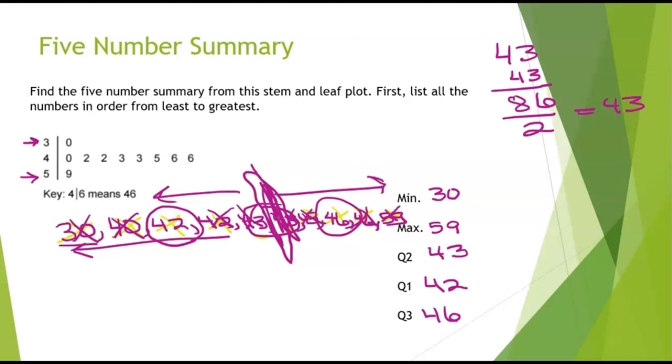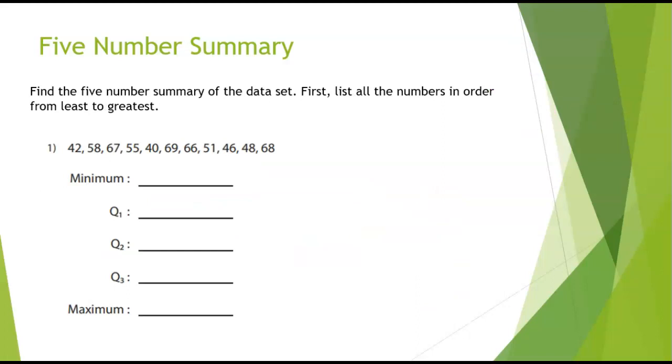Okay, let's see. Let's try one more. We're going to find the 5-number summary here. So we have to put these in order from least to greatest. So let me look. Okay, I see a 40. 40 is first. And I'm going to mark it off so I don't forget. Then there's a 42. I'm going to mark that off. Let's see, what's next? Oh, there we go, 46. And then a 48. What's next? 50. Oh, 51. 55. What's next? 56, 50, 58.